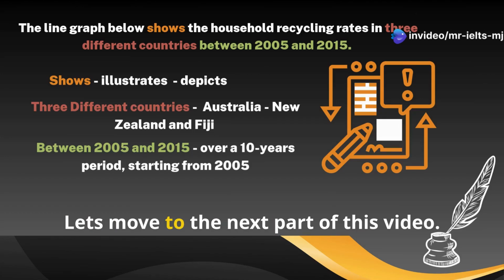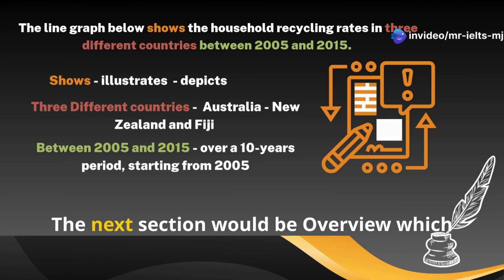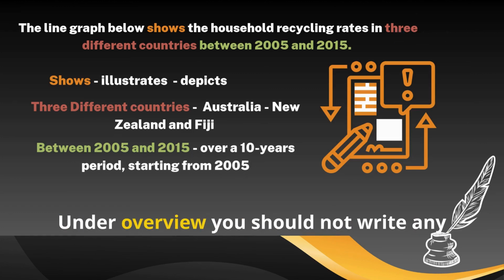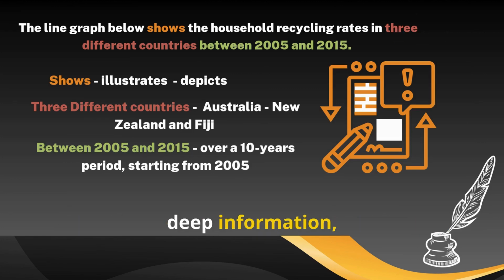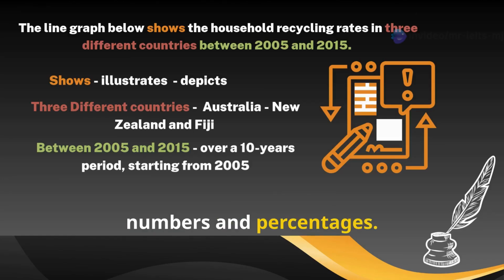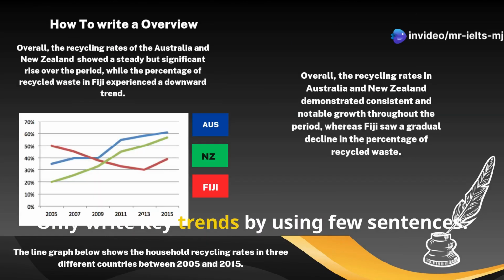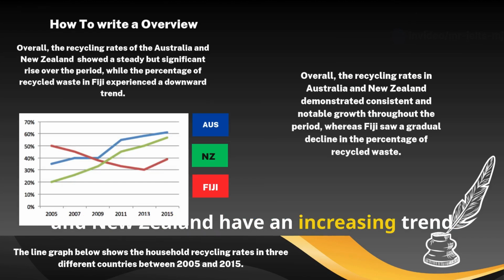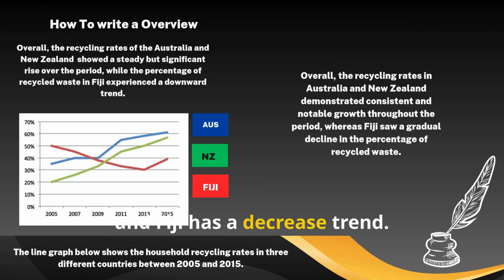Okay, let's move to the next part of this video. The next section would be overview, which is the second part of the structure. Under overview, you should not write any deep information, such as dates, numbers, and percentages. Only write key trends by using few sentences. As per the example line graph, Australia and New Zealand have an increasing trend, and Fiji has a decreased trend.